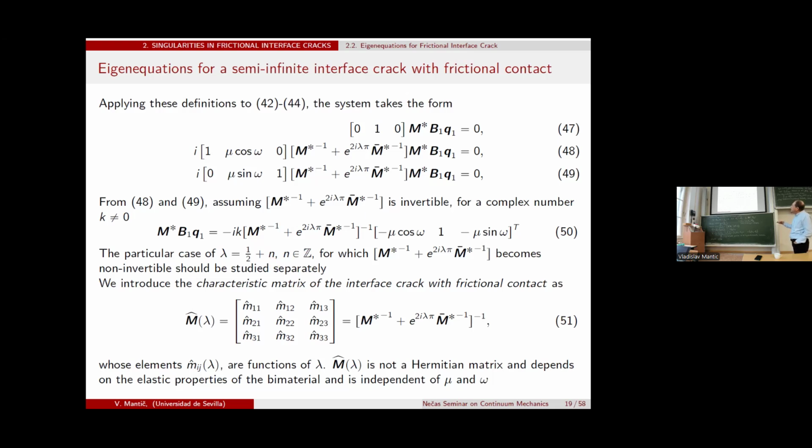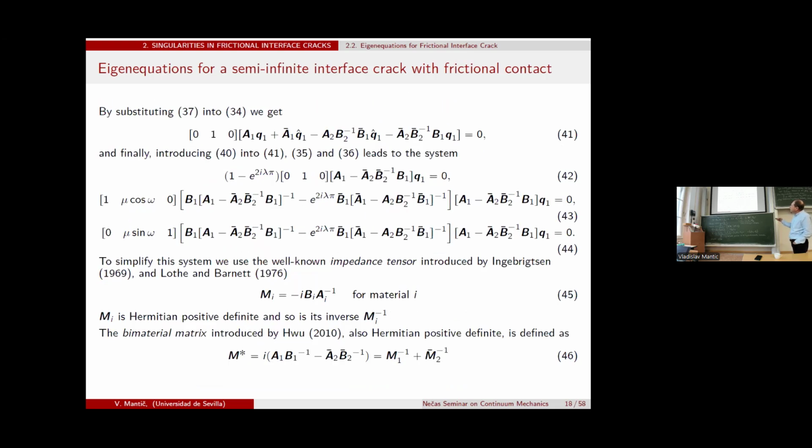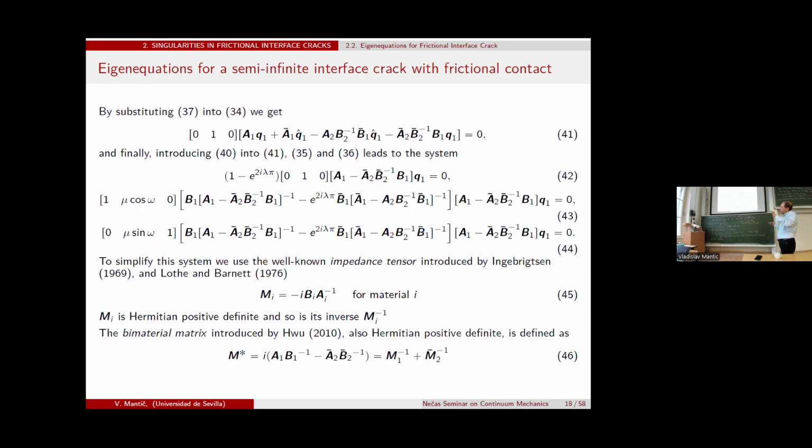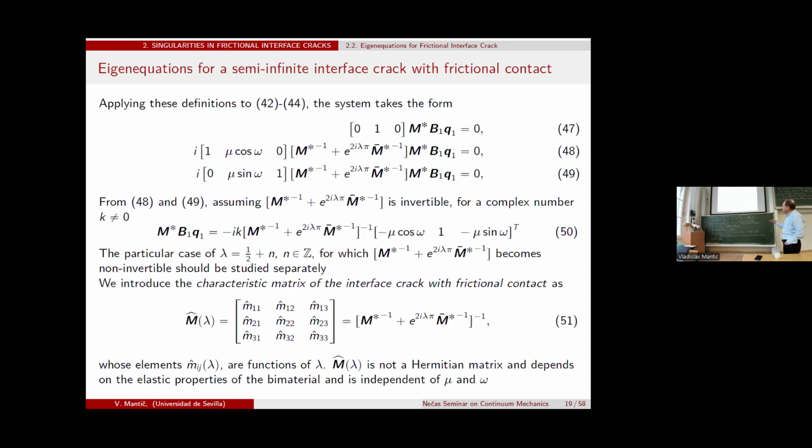I forgot to mention previously that to be able to do this, we need to assume that lambda is not an integer number. So at this moment, we consider all lambda which are not integer and also not one half plus some integer number. These cases should be analyzed separately. I will not do it today because I would need a lot of time, but this can be done. So we will just focus on lambda which do not lead to non-invertible matrices in this analysis.